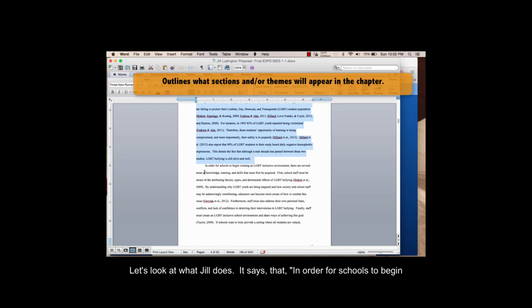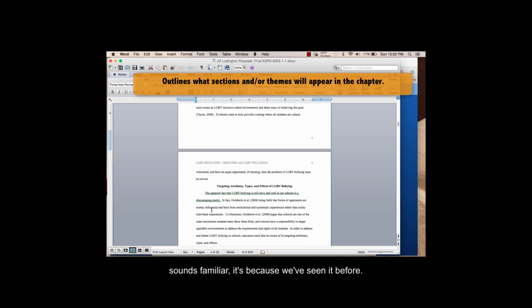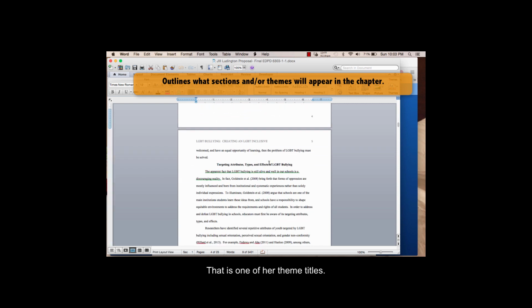Let's look at what Jill does. It says, in order for schools to begin creating an LGBT inclusive environment, there are several areas of knowledge, training, and skills that must first be acquired. First, school staff must be aware of the attributing factors, types, and detrimental effects of LGBT bullying. And if that sounds familiar, it's because we've seen it before. That is one of her theme titles.